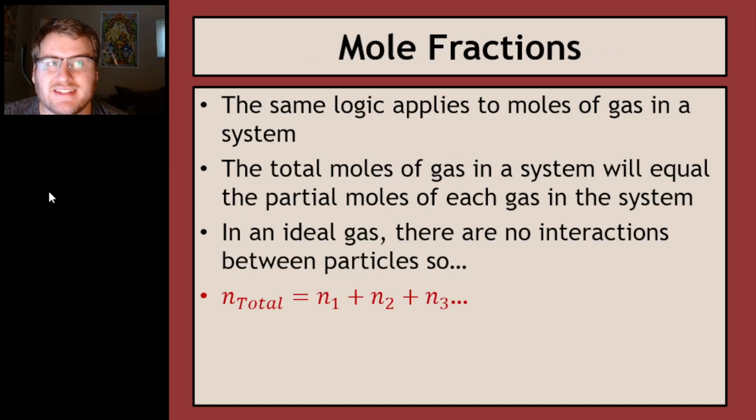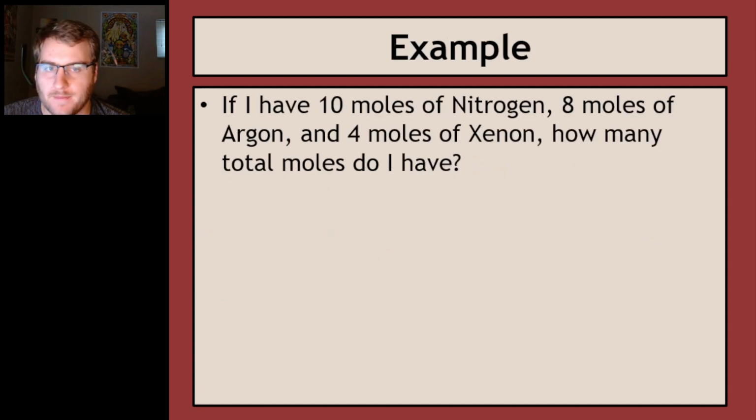Now, a little bit more complex, the same thing also applies for moles of gas that you have in a system. The total moles of a gas in a system will equal the partial moles of each gas in the system. In an ideal gas, there's no interaction, so it doesn't matter which moles are what. The total number of moles of gas in a sample, you just add together all the different kinds of gas. So if you have 1 mole of argon and 1 mole of neon, that's just 2 total moles. It doesn't matter that one's argon or one's neon. It's not going to act any differently.